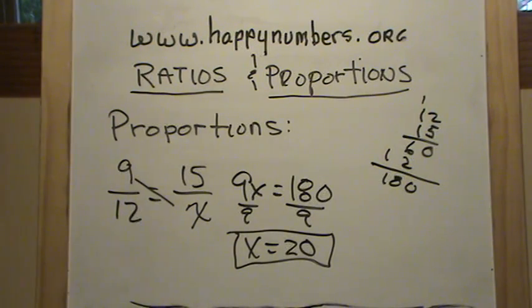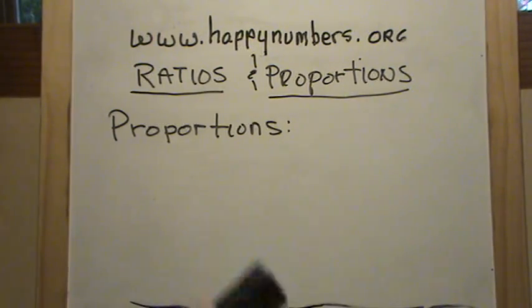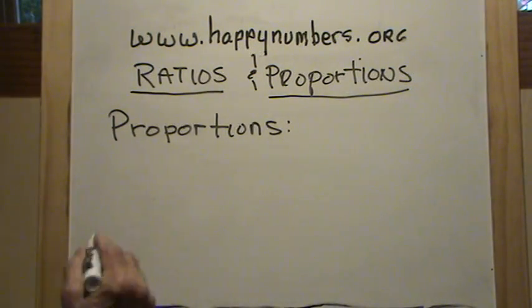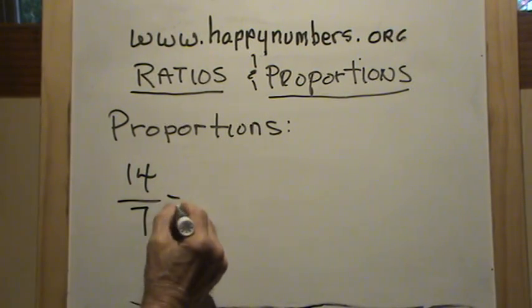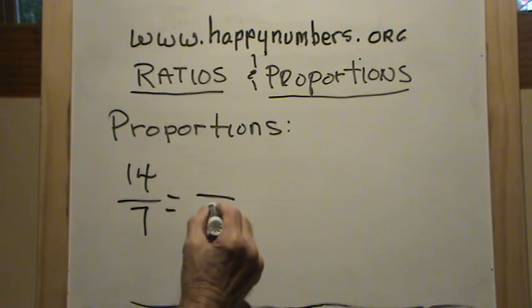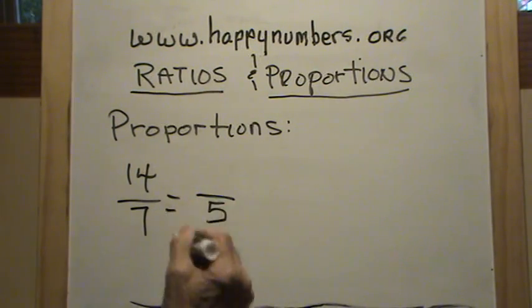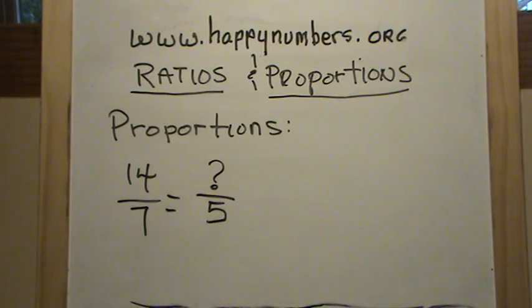Well, let's try one more before we finish here. Let's try 14 is to 7 as blank is to 5. 14 is to 7 as some unknown is to 5. Put your DVD on pause, work that, and then turn it back on and we'll go over it.